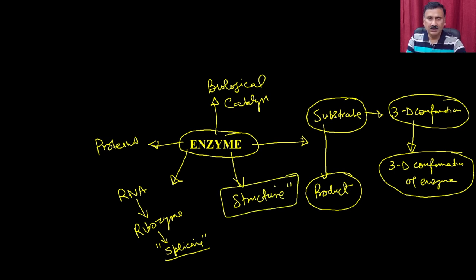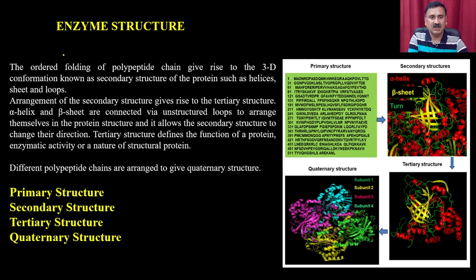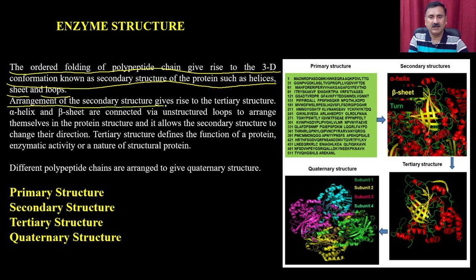Now, as far as the enzyme structure is concerned, enzymes have a detailed structure. The enzyme structure is the ordered folding of the polypeptide chain that gives rise to the 3D conformation known as the secondary structure of the protein, such as helices, beta sheets and loops. The arrangement of the secondary structure gives rise to the tertiary structure. So this is the primary structure, where you have the chain of amino acids. When these primary structures fold, they give you the secondary structures, and within the secondary structure we have alpha helices, beta sheets, and turns.